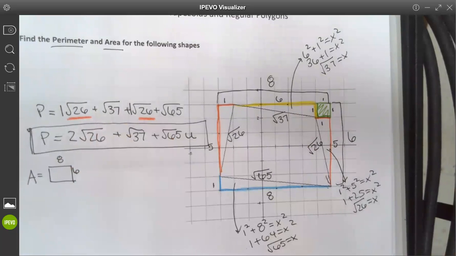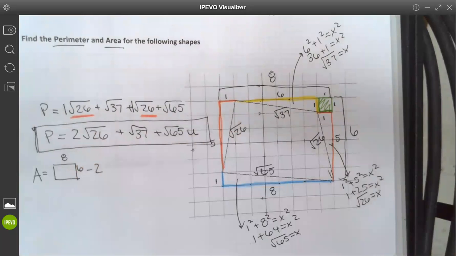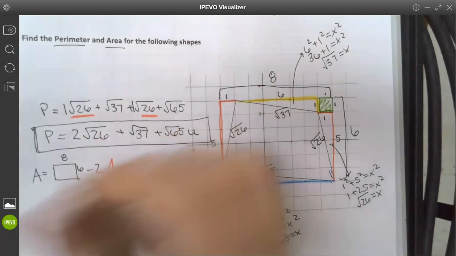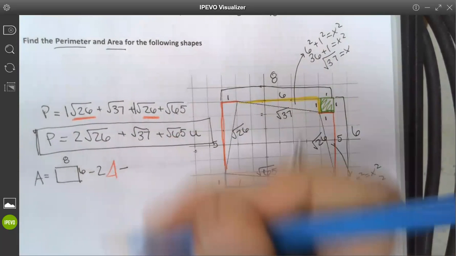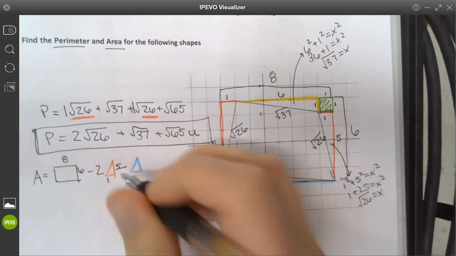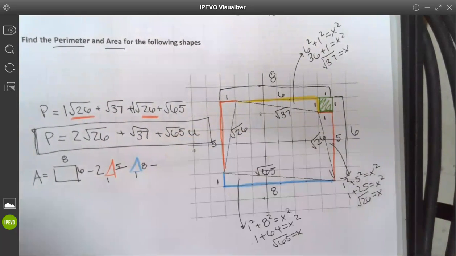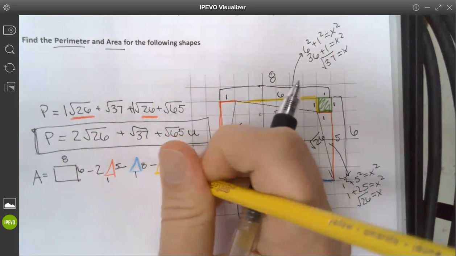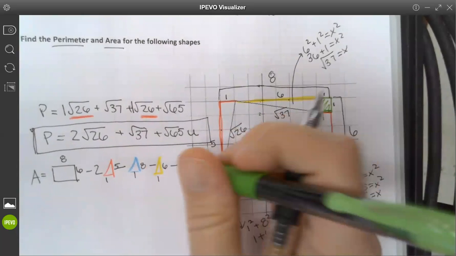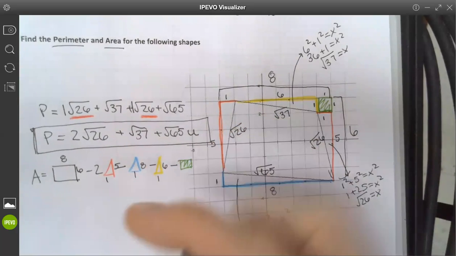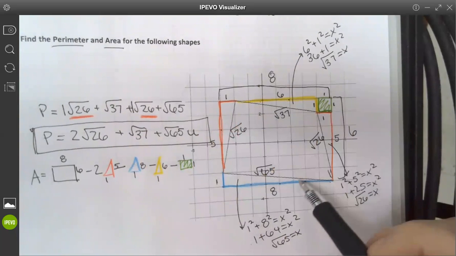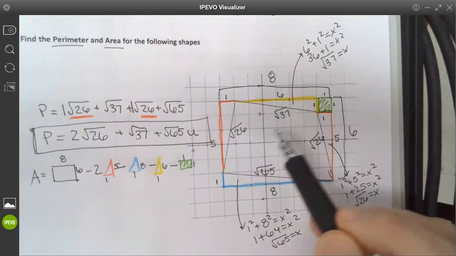And I need to subtract all the extra, which means I need to subtract the 2 identical red triangles, and the blue triangle. Let me draw in dimensions as I go. So the reds were 1 by 5, this is 1 by 8, and I need to subtract the yellow triangle, which is 1 and 6, and lastly, my little 1 by 1 cube. Okay, anything that I drew in to complete that outer box needs to be taken out now to leave me with the interior area.